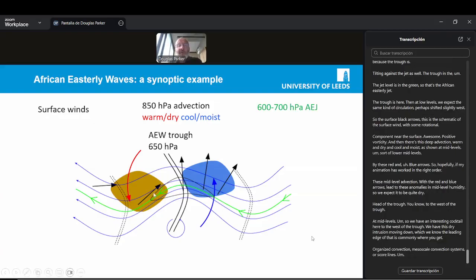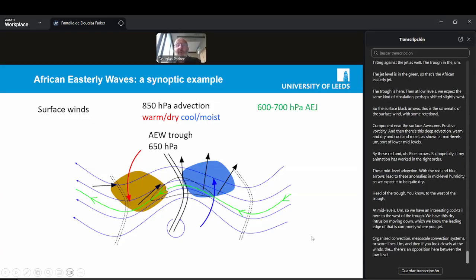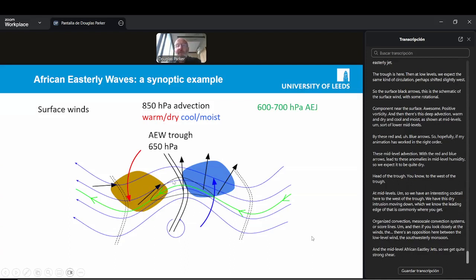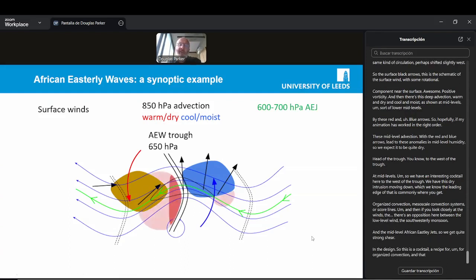And then if you look closely at the winds, there's an opposition here between the low-level wind, the southwesterly monsoon, and the mid-level African easterly jet. So we get quite strong shear in this zone. So this is a cocktail, a recipe for organized convection, and that's exactly what we see.